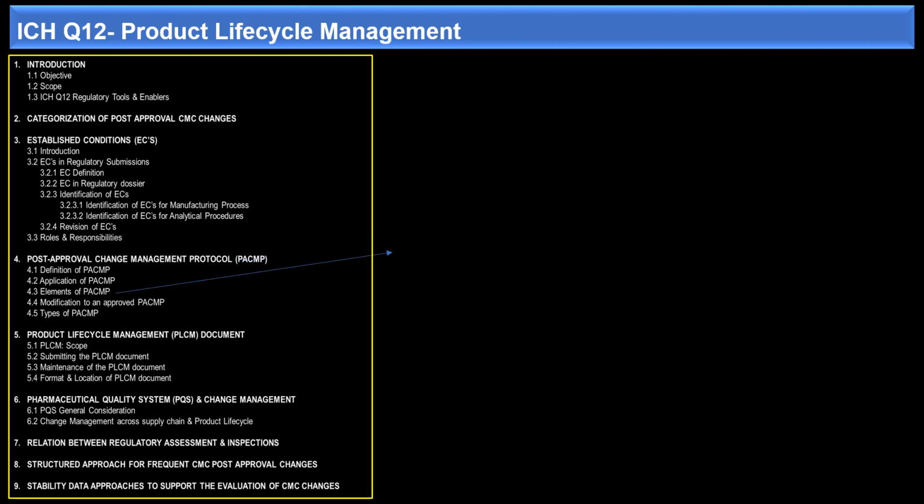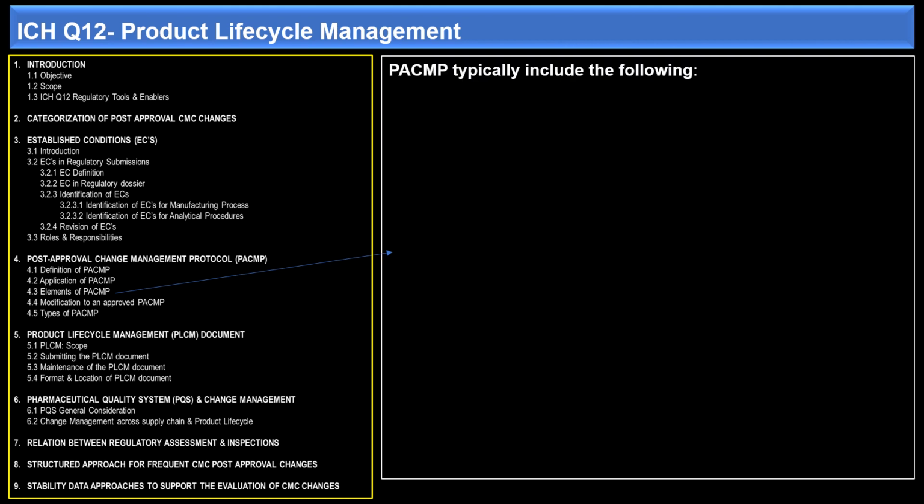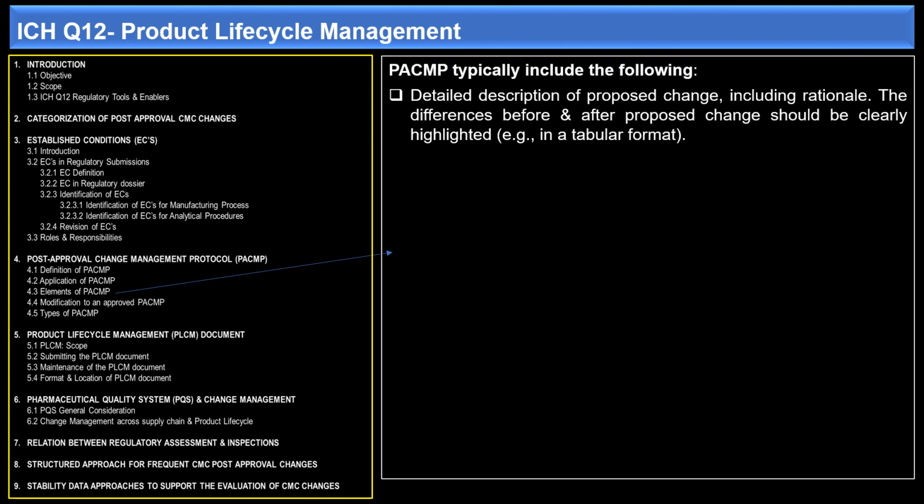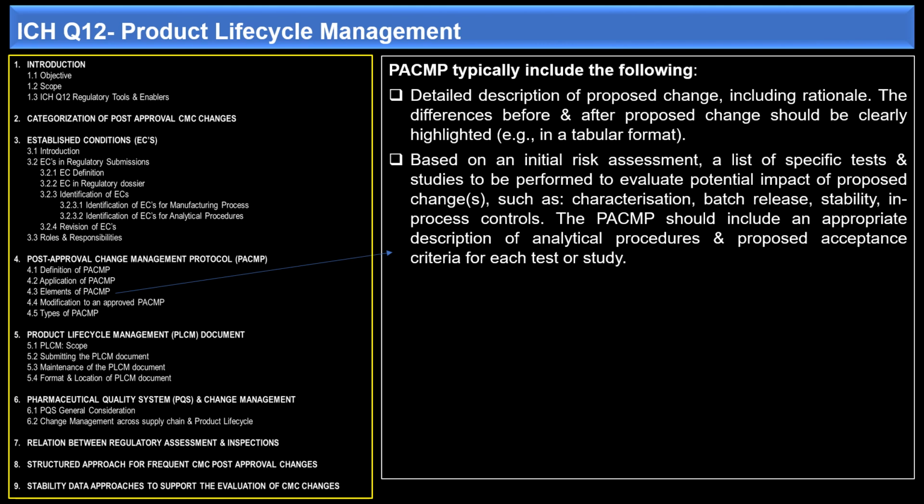Moving to the elements of the change management protocol. It typically includes a detailed description of the proposed change, including rationale. The difference before and after the proposed change should be clearly highlighted. Based on the initial risk assessment, a list of specific tests and studies to be performed to evaluate the impact, such as characterization, batch release.